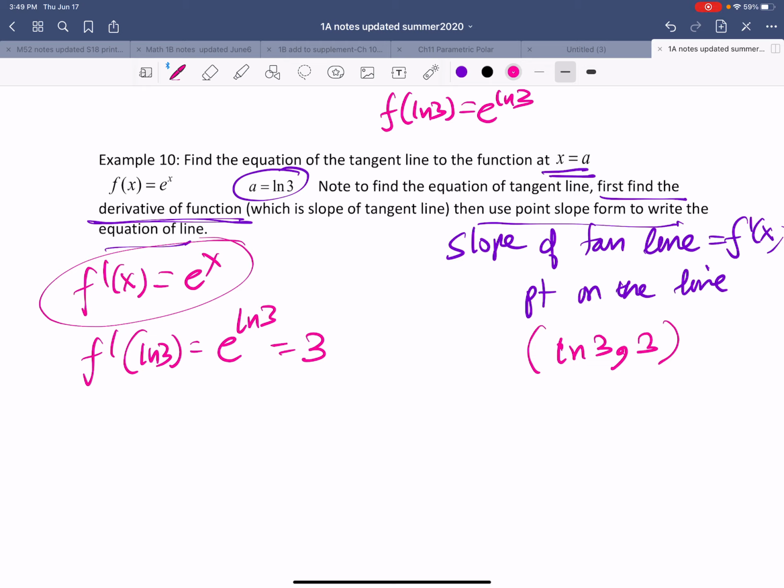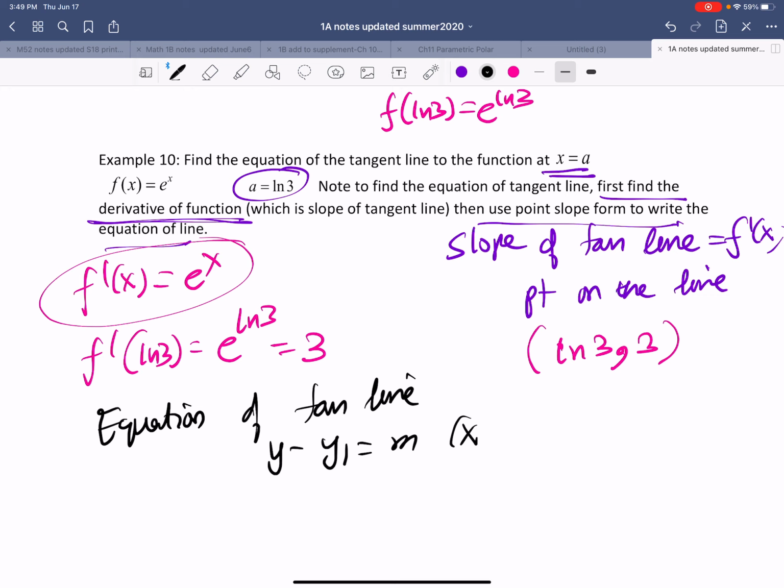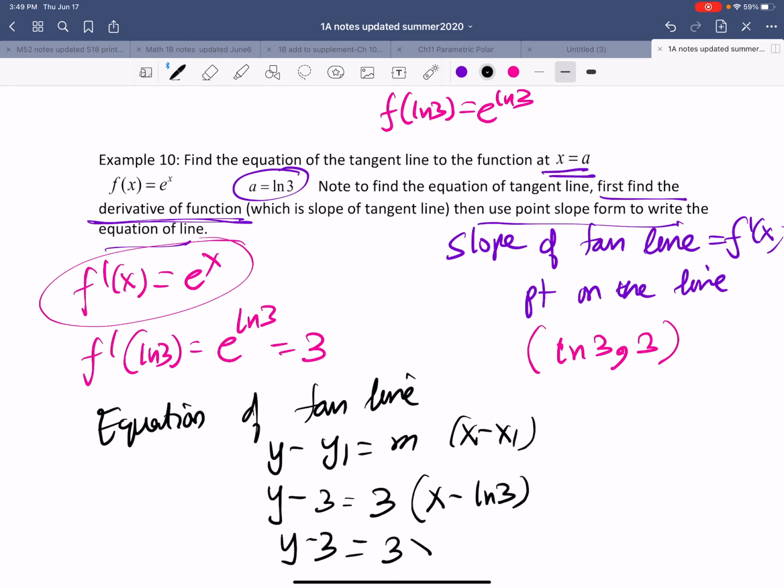So, write the equation of the tangent line. We would use point slope form to write the equation of the tangent line. Y minus y1 equals m times x minus x1. Y1 is 3, m is natural log of 3, x1 is... m is not natural log of 3, m is 3. And x1 is natural log of 3. So y minus 3 is equal to 3 times x minus 3 natural log of 3.